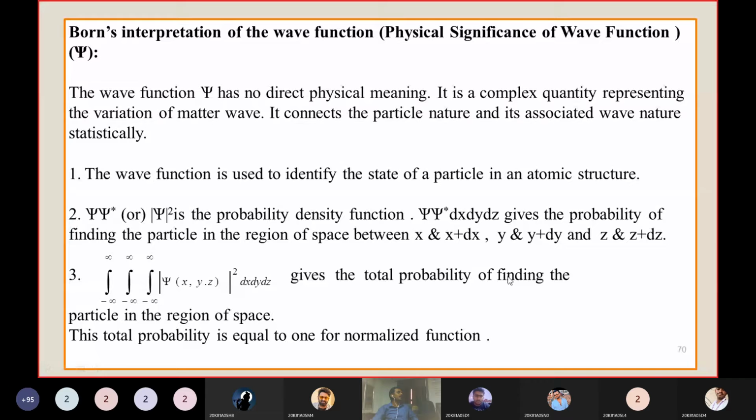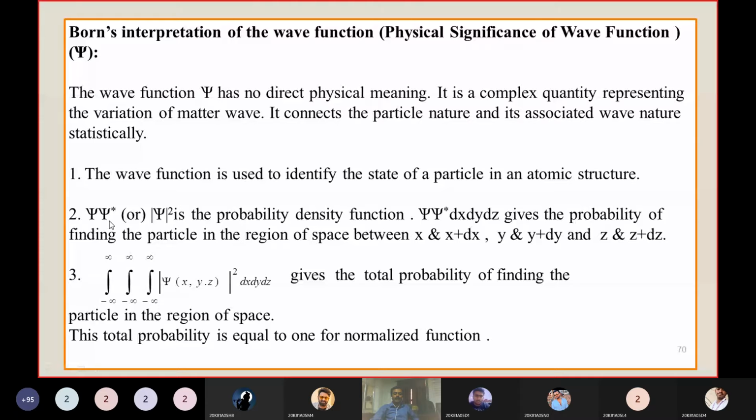Now here there is a psi star. Here psi is the wave function, and psi star is the complex conjugate of the wave function. In matrix topics in mathematics, they will explain what the complex conjugate is. Here psi is the wave function and psi star is its complex conjugate.